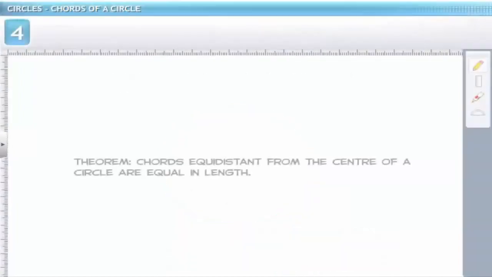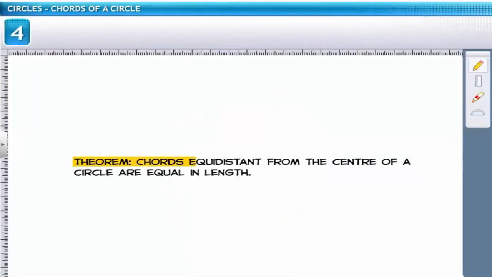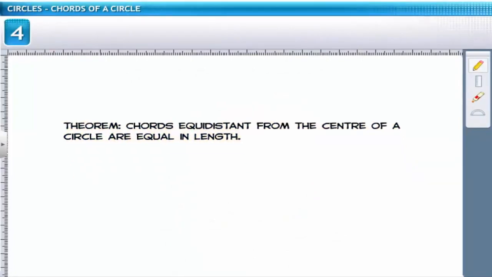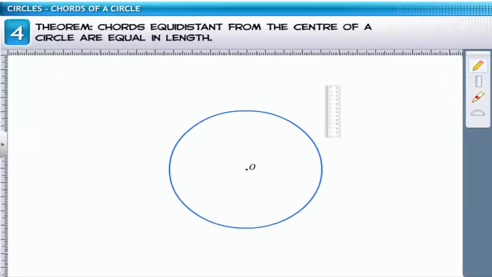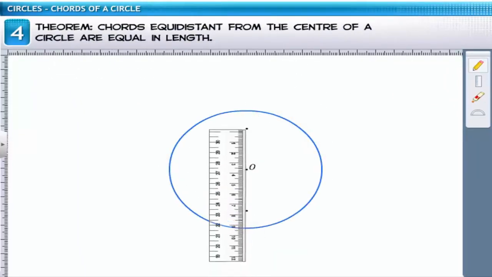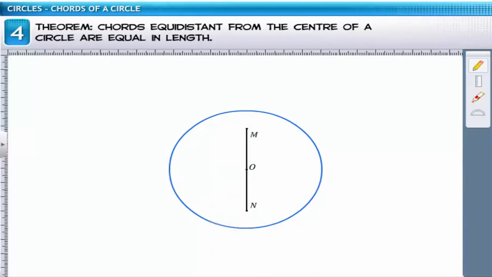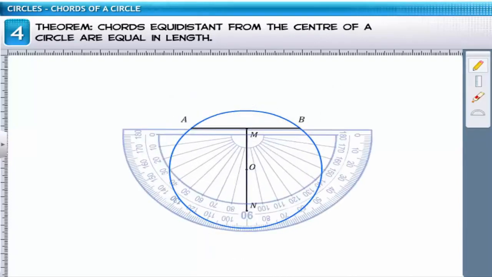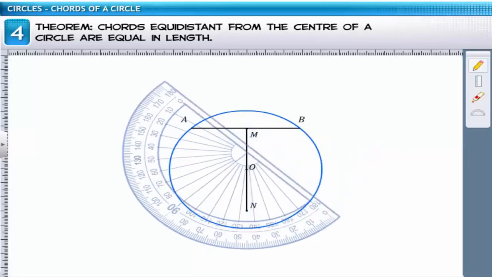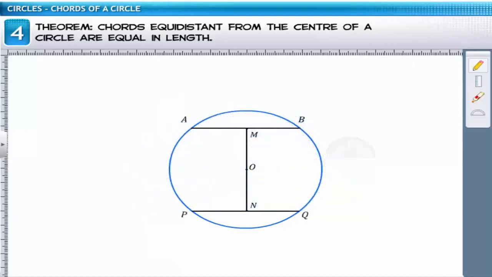Let's discuss a theorem. The theorem states that chords at the same distance from the center of a circle are equal in length. You can start by marking two points M and N at an equal distance from the center O. Now draw a chord AB passing through M and perpendicular to OM. Next, draw a chord PQ passing through N and perpendicular to ON.